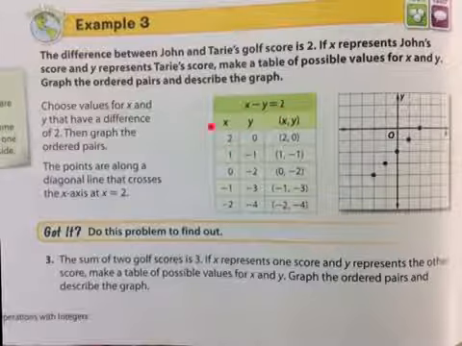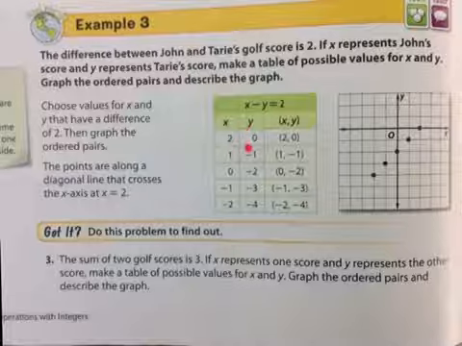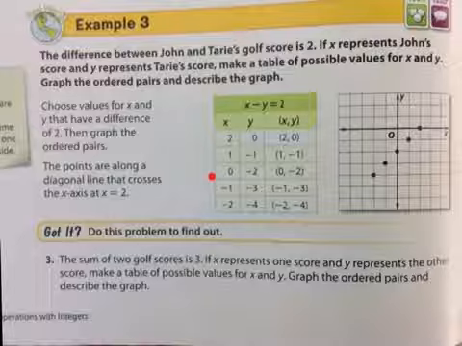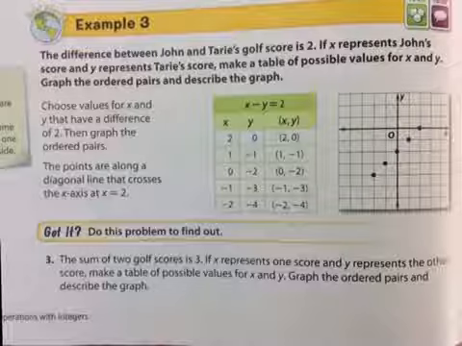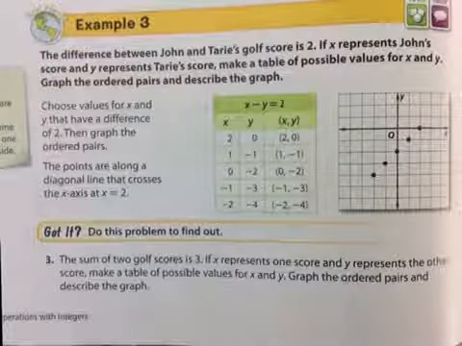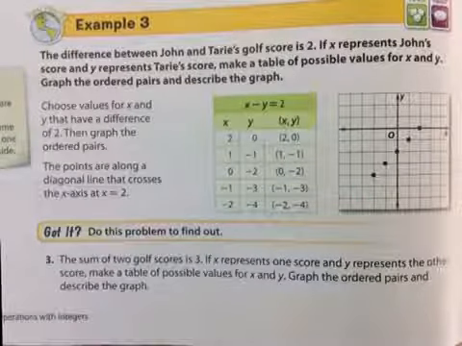So if John has 2, that means Terry has 0. If John has 1, Terry has -1. John has 0, Terry has -2, and so on. It's always a difference of 2. And then there's your x and your y. And that's how it would be graphed. These are all the possible scores they could have in the golf game.